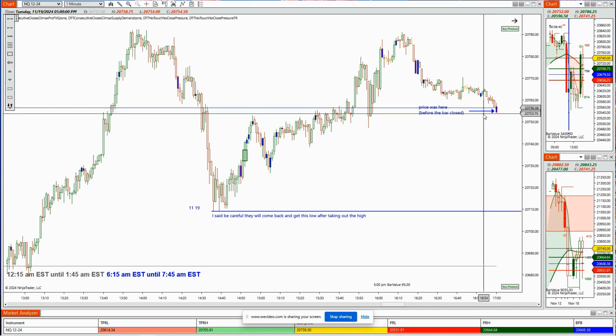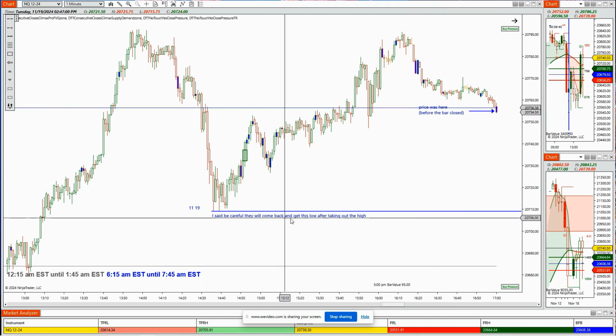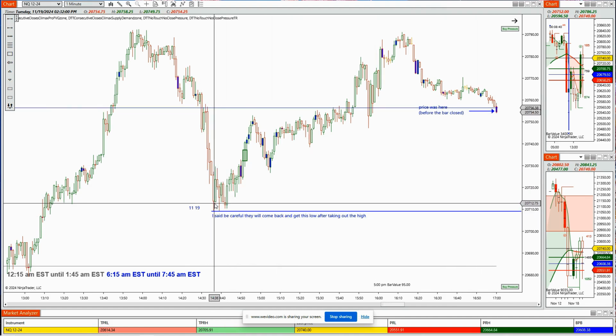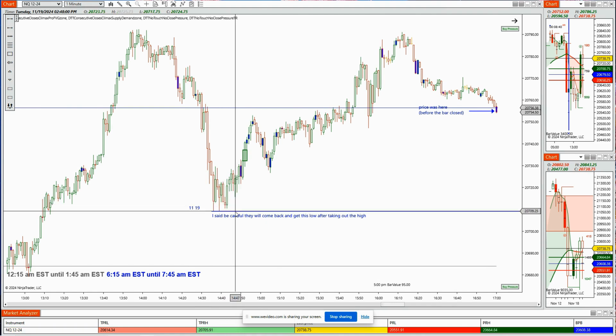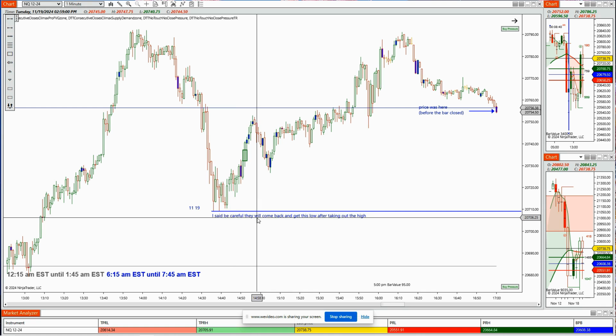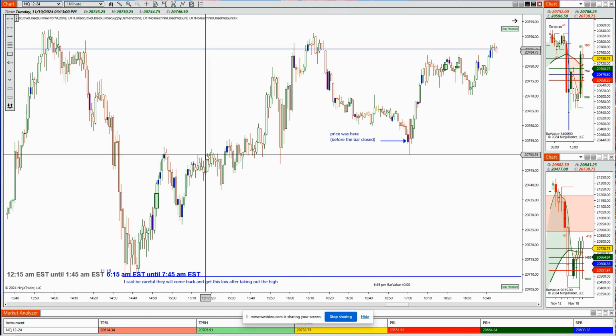The price activity was here before the bar closed, and then of course it turned blue after the video. And then I did tell you that they would go up. I'm trying to make sure that you have a record of what I'm expressing to you, and you can go back and check the videos to see it for yourself. I said be careful, they will come back and get this low after taking out that high, and that was yesterday.